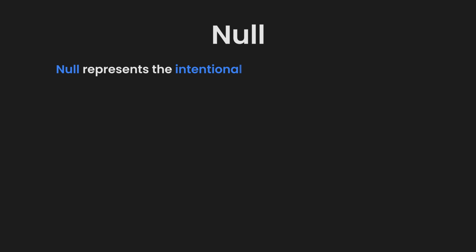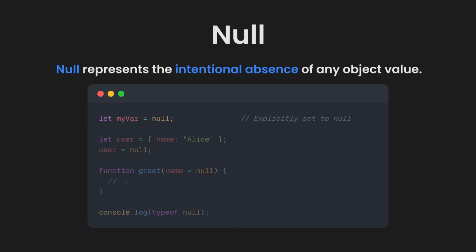Following undefined, we have null. Null is a primitive value representing the intentional absence of any object value. It's a deliberately assigned value, unlike undefined. You explicitly assign null when you want a variable to clearly indicate no value. A common use is to reset an object variable or to indicate a function parameter that received no object.